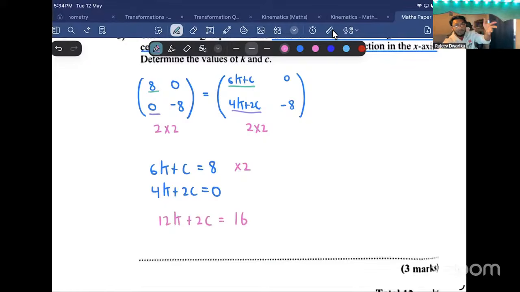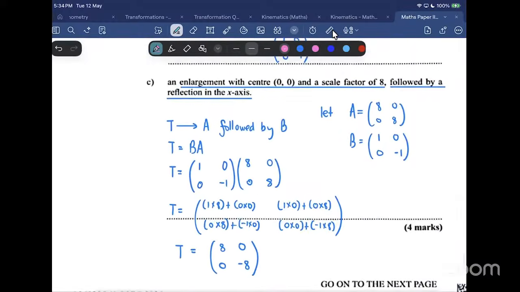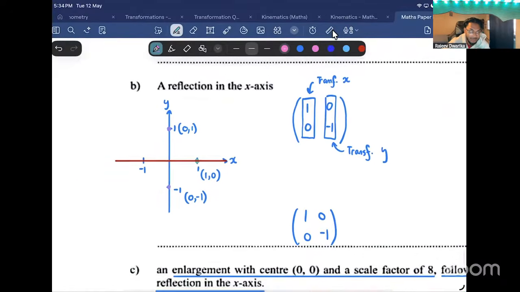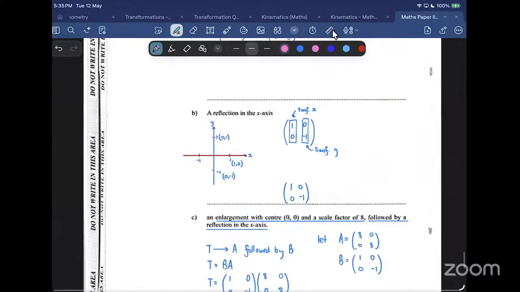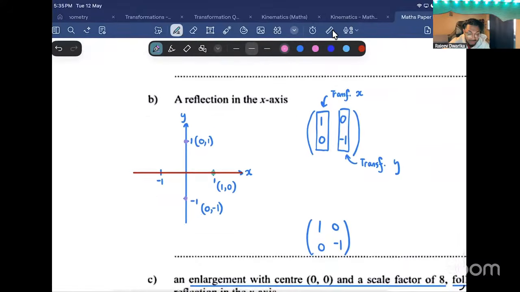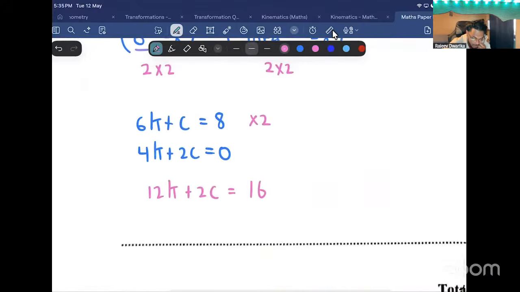You could do all of this. Hey, this part over here is a real trade-off. If you had noticed the hack, you would have gotten it right in the exam, because I just never tell my students to memorize it. I'll show them the hack, and this is good for any single transformation. So 12K plus 2C is equal to 16.